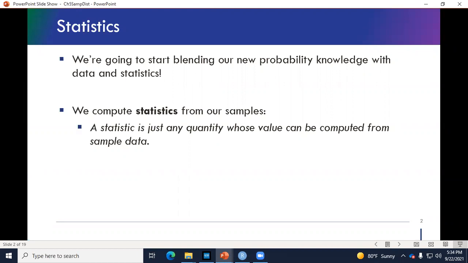So when you collect the data, we compute statistics from our sample. This is a term. What is a statistic? It's just any quantity whose value can be computed from our sample data. So statistics is in parallel with parameter. A parameter characterizes something about a population, and a statistic is something that you capture from the data.